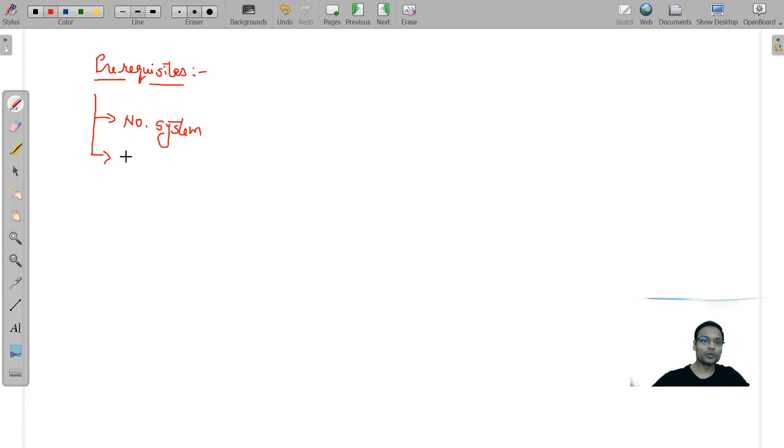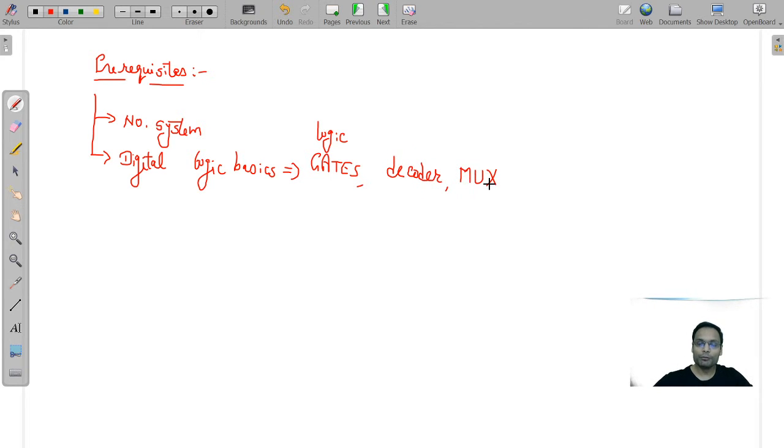Then after that, you should have some knowledge of digital logic basics. Only basic things will be required for this particular course. Those digital logic basics cover logic gates: AND gate, OR gate, XOR gate, XNOR gate, and all other things. Apart from that, you should have a little bit of knowledge of how a decoder works and how multiplexers work. If you are fine with this, then this particular course will not be tough for you.